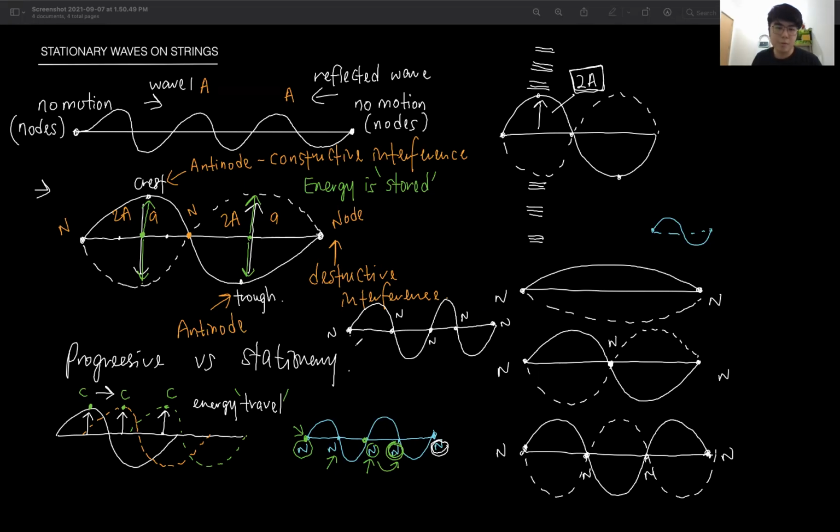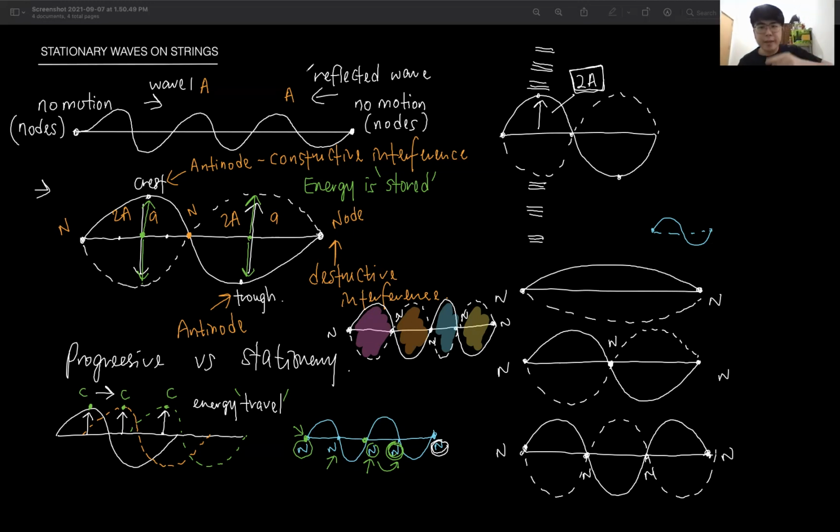Total 4 nodes. Every half cycle, we call it one loop, like this. This is one half cycle, one loop, 2 loops, and this is 3 loops, and this is 4 loops. So every half cycle, every half a wave, we say one loop, 2 loops, 3 loops, 4 loops. So this one has 4 loops, 3 loops, 2 loops, and 1 loop. These are all the possible patterns that you will see when you vibrate it.